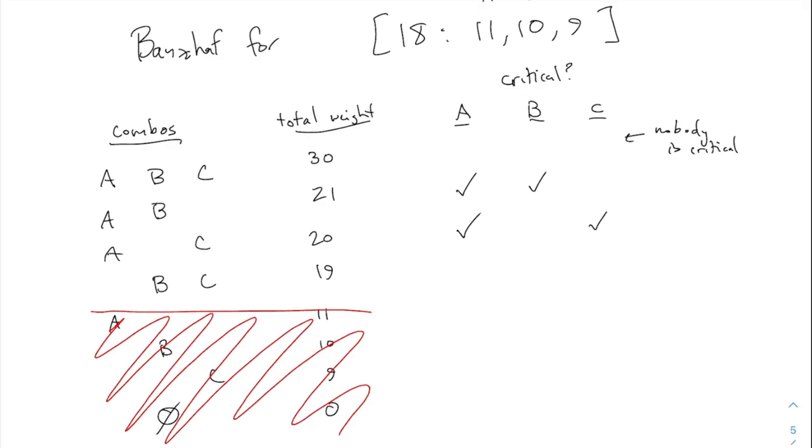C is worth 9. If I remove 9 from there, it goes down to 11, which is not making it to 18. And then in BC, the B and the C are both critical in that one too, because the B is necessary, and C also. All right, so what's my final answer?